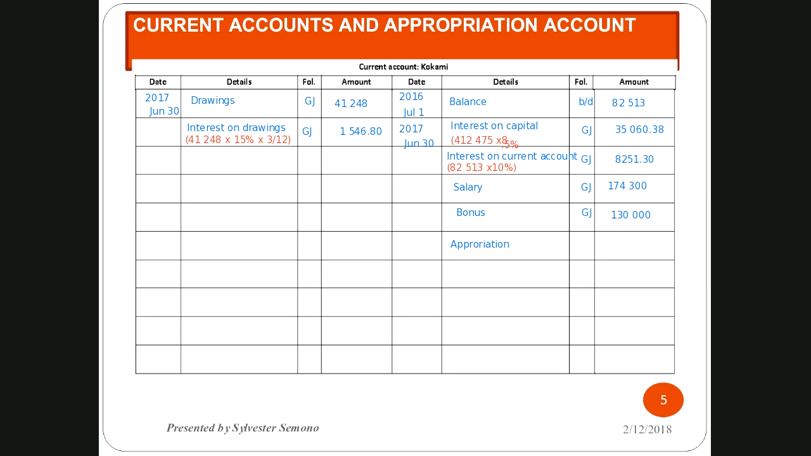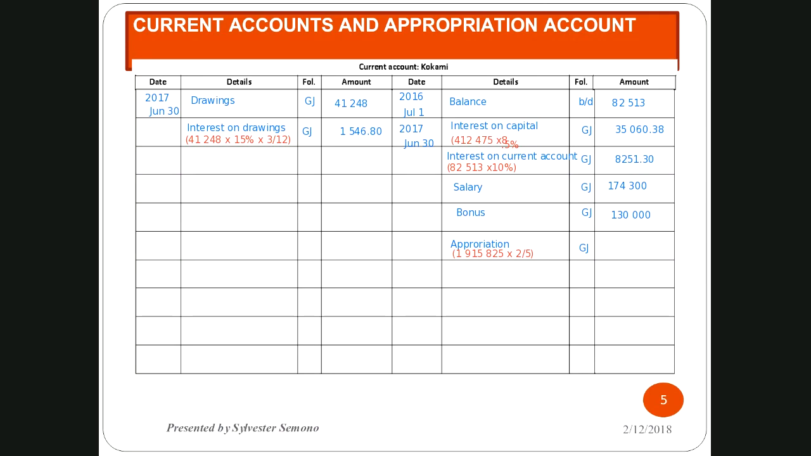Google share of profit must obviously go to GJ, and Google share of profit is 766,330. Okay, that means we can balance this account. So obviously the biggest side is the credit side. I'm going to add everything on the credit side.